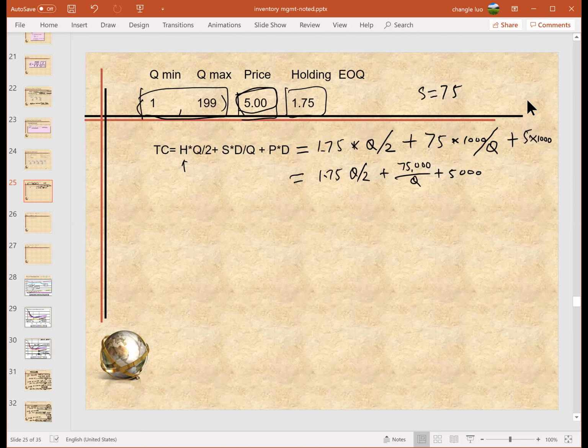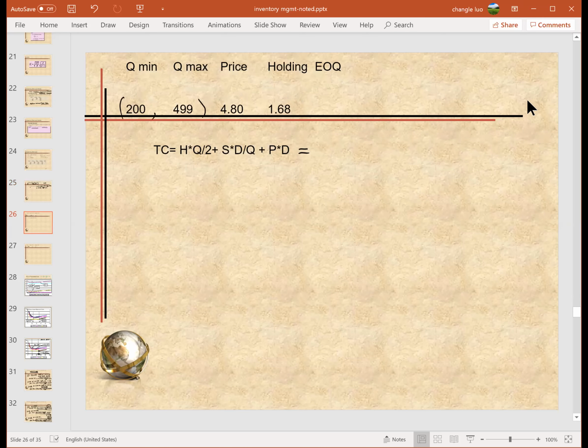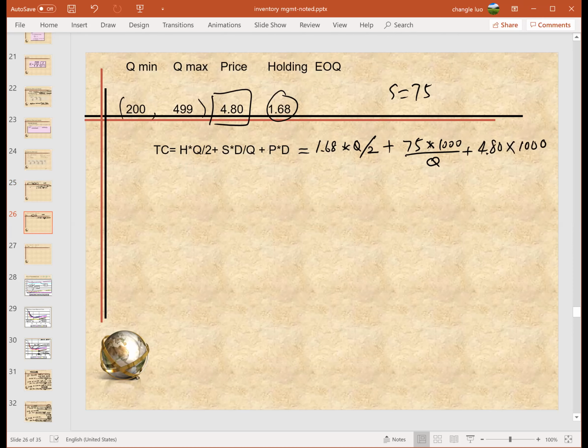Let's look at the second equation here. H, holding cost, is different. So 1.68 times Q divided by 2 plus S. S equals 75, so S does not change. 75 times 1,000, which is the demand, divided by Q plus price. Price is 4.8, 4.80 times 1,000. So I'm going to also consolidate a little bit. So 1.68 Q, I leave this.